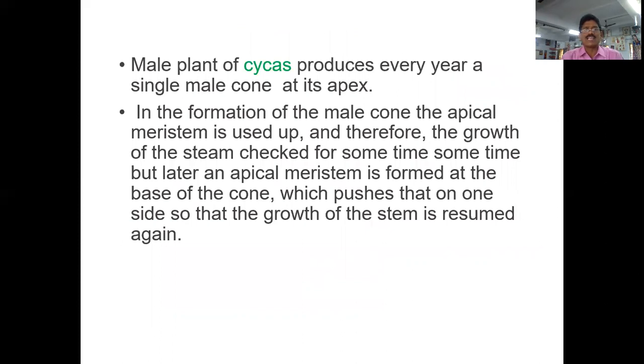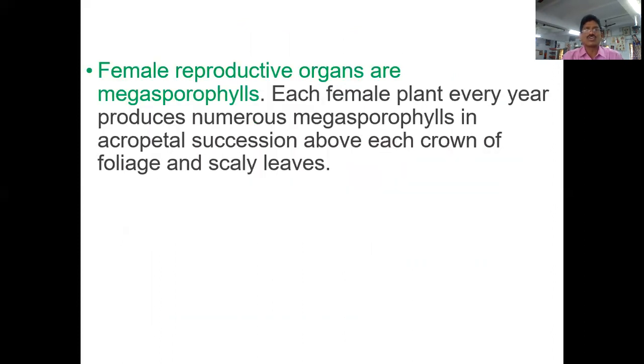The male plant of Cycas produces every year a single male cone, that is apically located. In the formation of the male cone, the apical meristem is used up, and therefore the growth of the stem is checked for some time, and lateral apical meristems are formed at the base of the cones. Female reproductive organs are megasporophylls. Each female plant every year produces numerous megasporophylls.